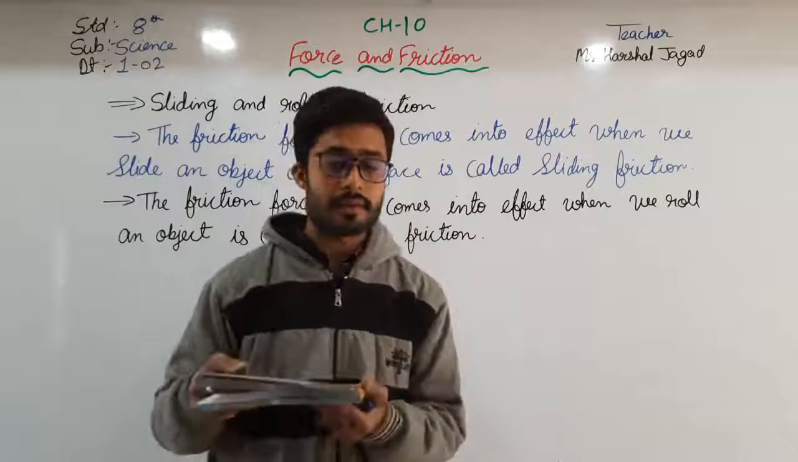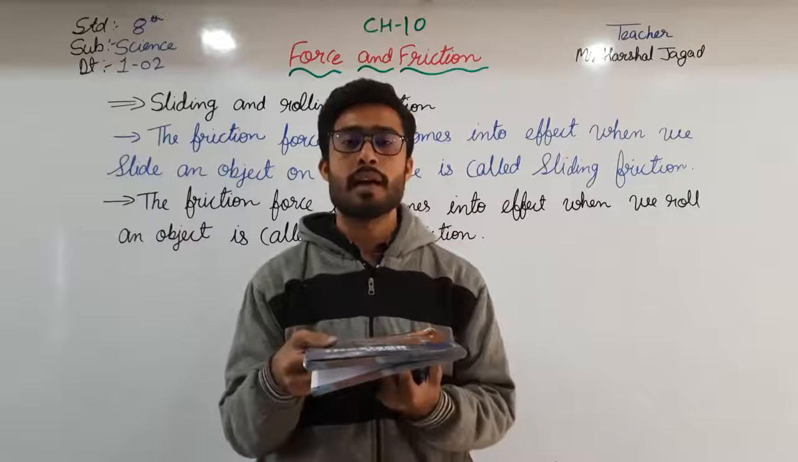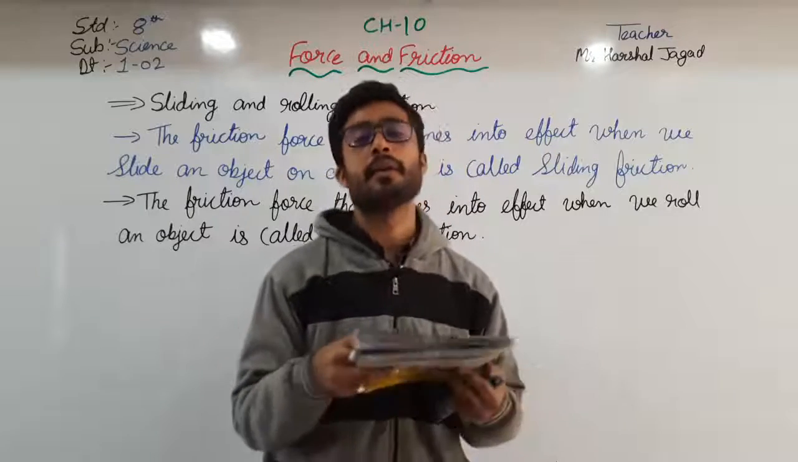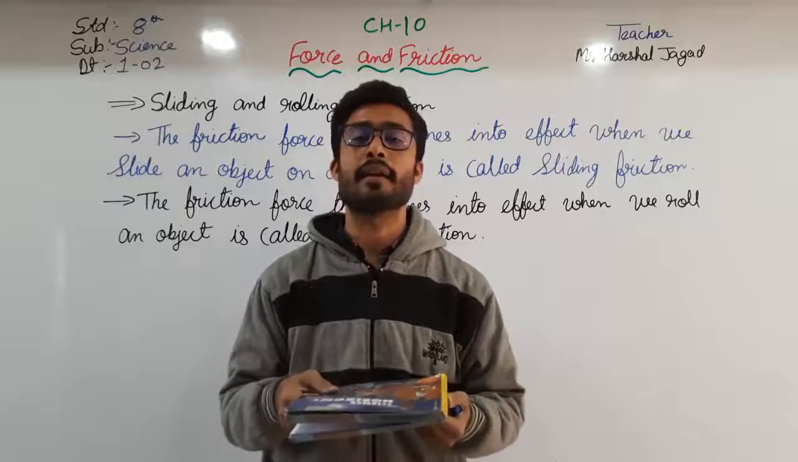Here, this is a book and it cannot be rolled. Why? Because it is not in a cylindrical shape.